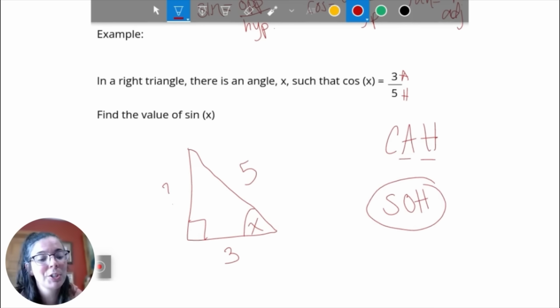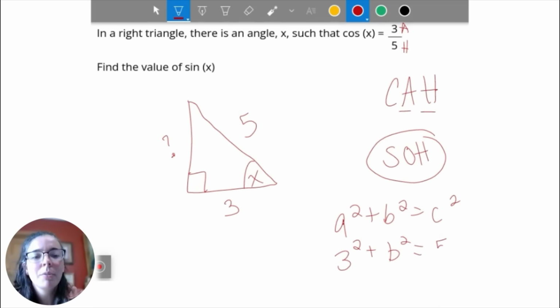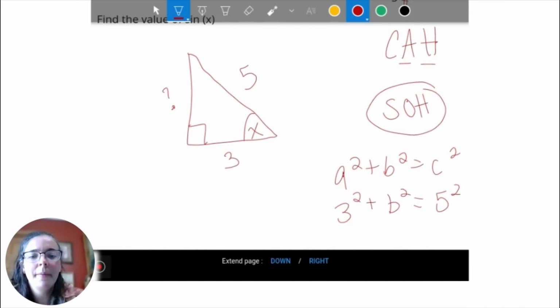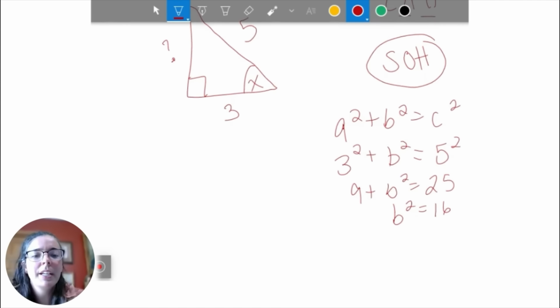Now, from your geometry skills, we know how to find the side of a right triangle by using the Pythagorean theorem. See if that rings a bell. A squared plus b squared equals c squared. So I can just plug in what I know. 3 squared, I'll solve for b, equals 5 squared. So I get 9 plus b squared equals 25. Subtract 9 from both sides. B squared equals 16. And when I take the square root, I get b equals 4.